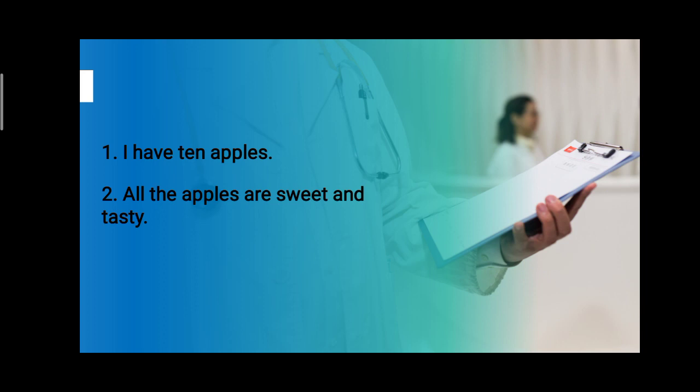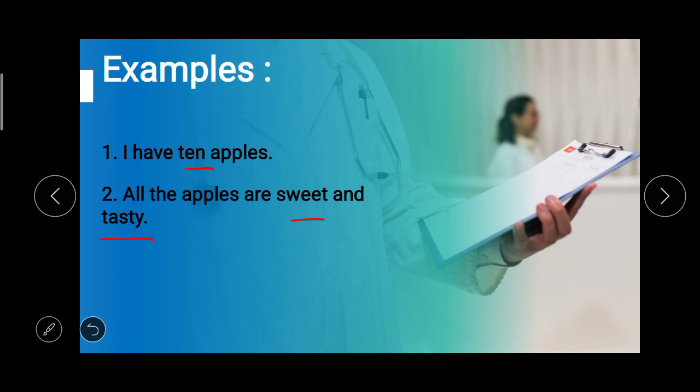I have 10 apples. Number 2, all the apples are sweet and tasty. You can see the words here: 10, sweet, tasty. These words are giving us more information about the noun apples, and we will call them adjectives. So let me show you the definition of adjective.